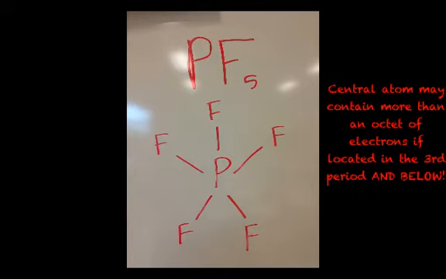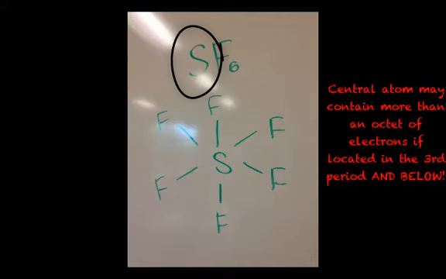Examples of atoms capable of containing more than an octet of electrons are depicted in these 2 molecules, phosphorus pentafluoride and sulfur hexafluoride. Both the phosphorus and sulfur atoms are located in the 3rd period, and thus they are able to have more than an octet of electrons. This can only occur if the valence shell has enough orbitals to accommodate the extra electrons.